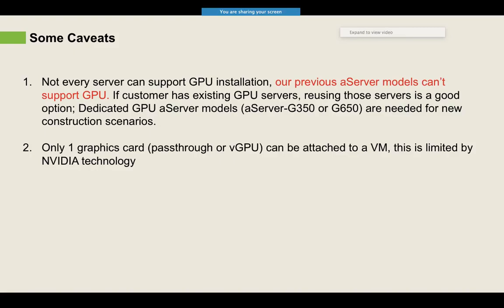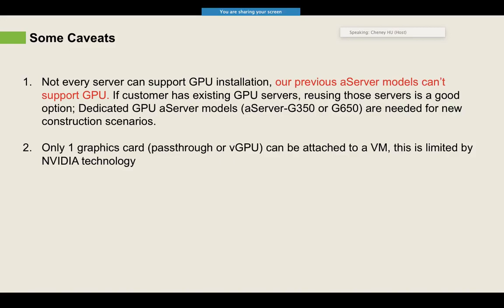And if the customer wants to buy a dedicated GPU server from Sangfor, then we can provide the aServer G350 and G650. Those two models are our dedicated GPU aServer models.